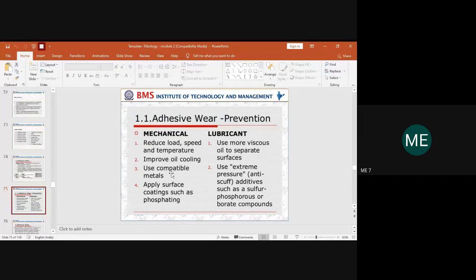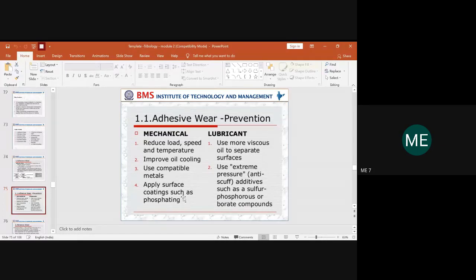And the third one, you have to check for compatible metals. You mean to say you will select the material. Selection of material plays a vital role in everything. You have to select metals which are compatible with each other. If the metals you have selected are not compatible with each other, again it results in the formation of wear. So you have to think about whether the metals you have selected are compatible or not.